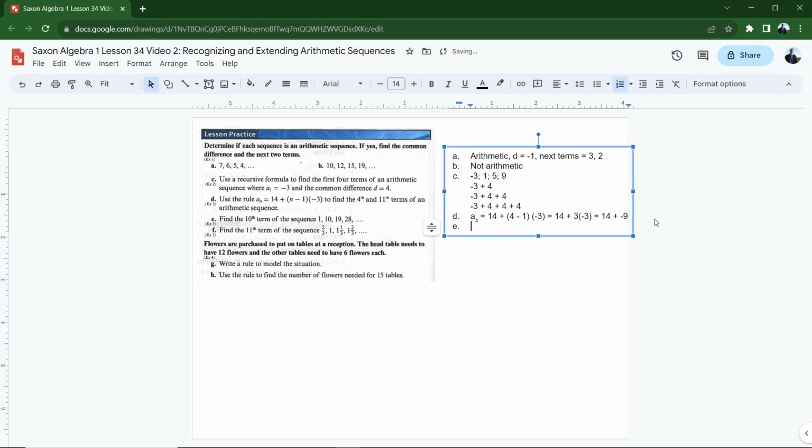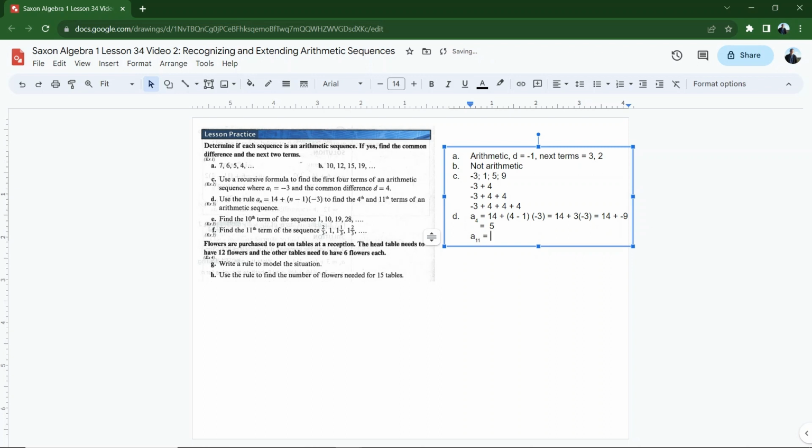14 plus negative 9. The fourth term of this equals 5, right? 14 plus negative 9 is 5. 14 plus negative 9 is the same as 14 minus 9. Now it tells me I need to find the 11th term. So I'm going to do A sub 11 equals.